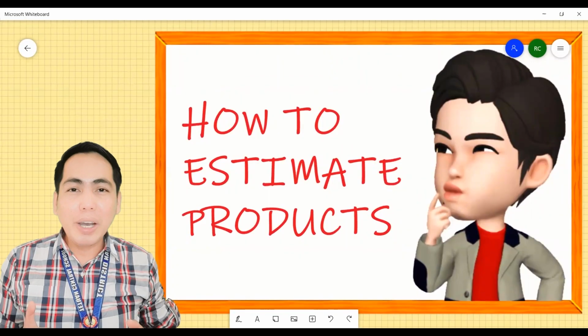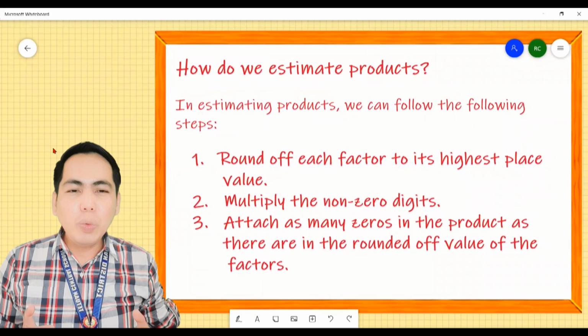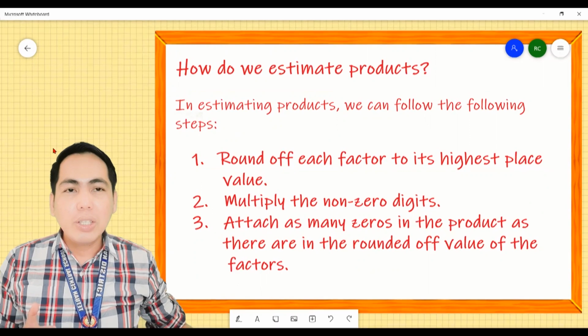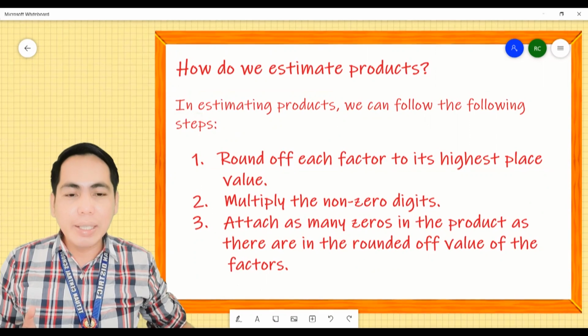Gracias! In this video, I'm going to present to you how to estimate products. How do we estimate products? In estimating products, we can follow the following steps. Number 1. Round off each factor to its highest placed value. Number 2. Multiply the non-zero digits. And number 3. Attach as many zeros in the product as there are in the rounded off value of the factors.